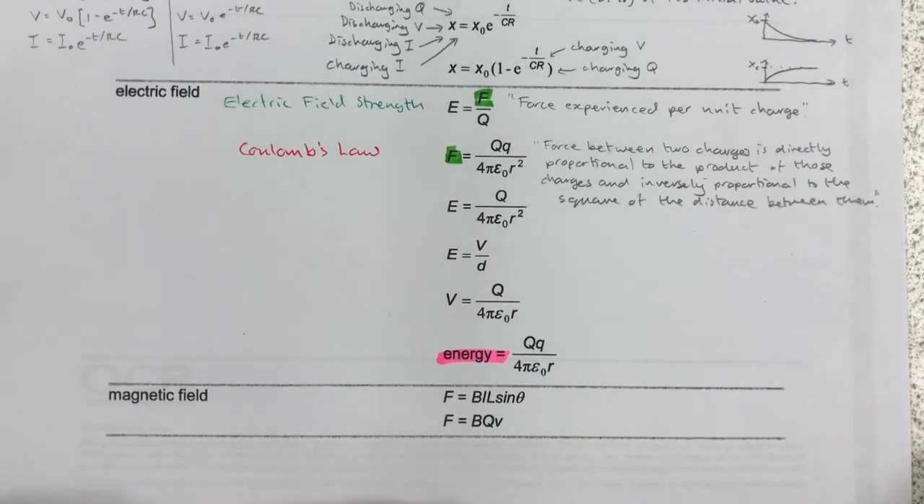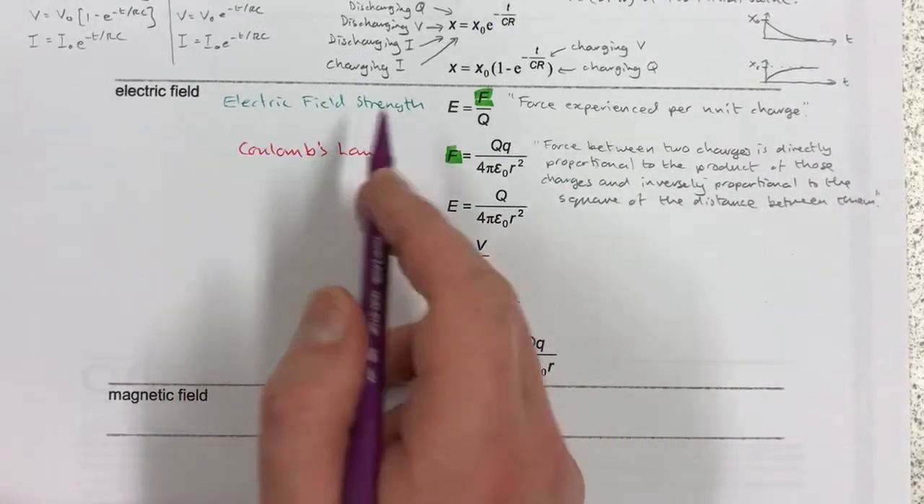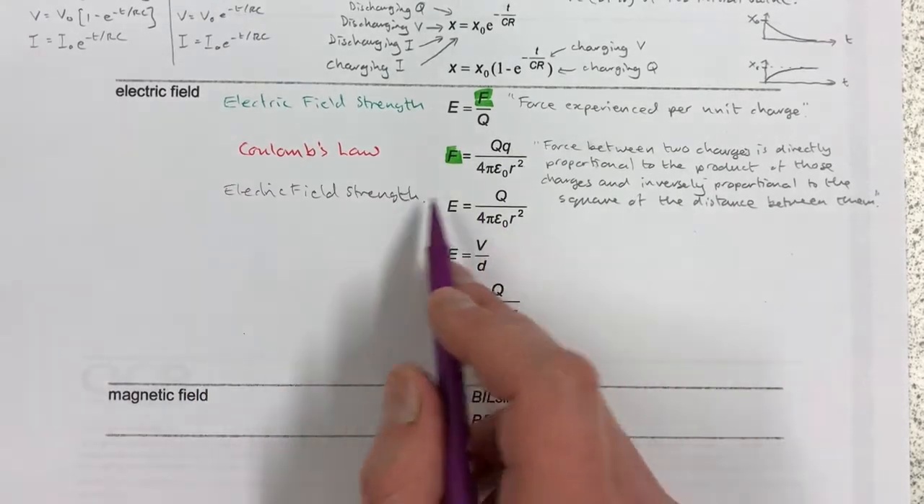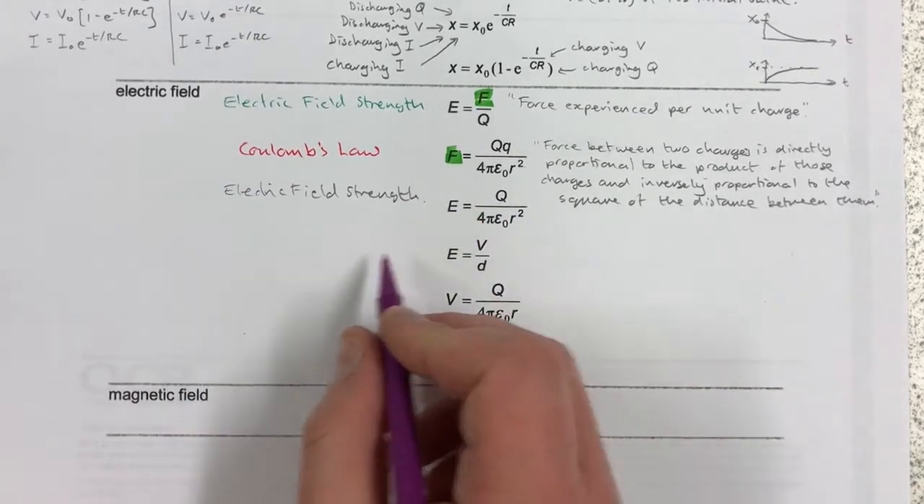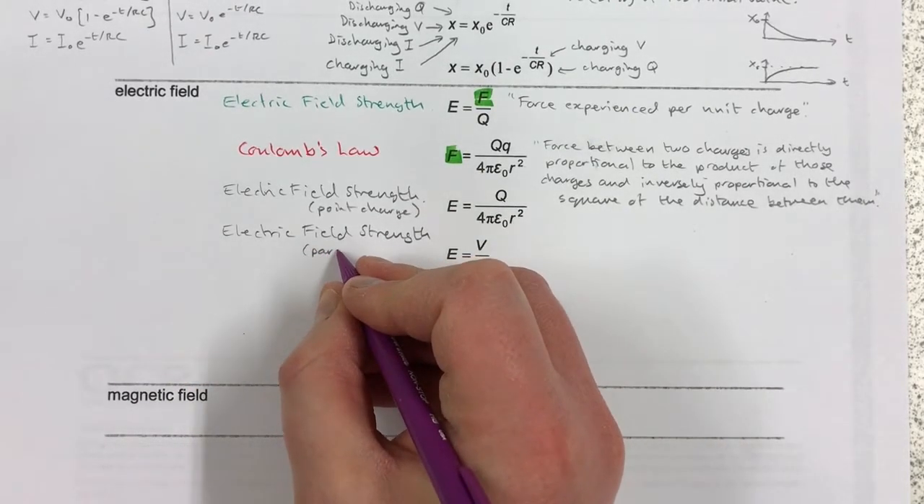Next we have an equation. It's not really a definition now. The definition is at the top here. This is an equation for electric field strength again. This is electric field strength around a point charge. The one below is electric field strength again, only this time it's for parallel plates, between parallel plates.